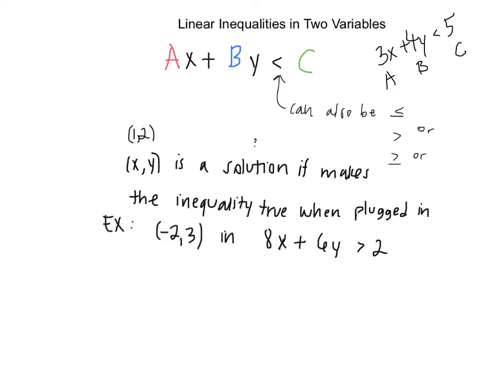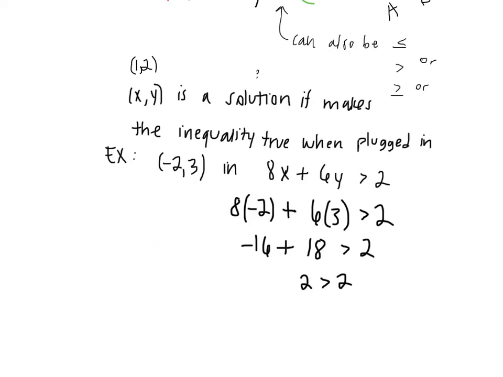For example, or actually let's use negative 2, 3 is what we're given. In this inequality, 8x plus 6y is greater than 2. So if we plug this in, we can see if this point is a solution. We get 2 is greater than 2, which is not true. So this is not a solution.